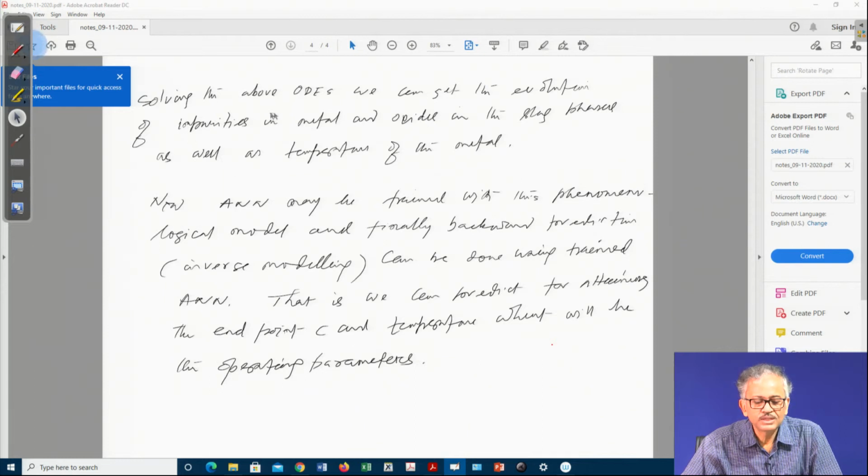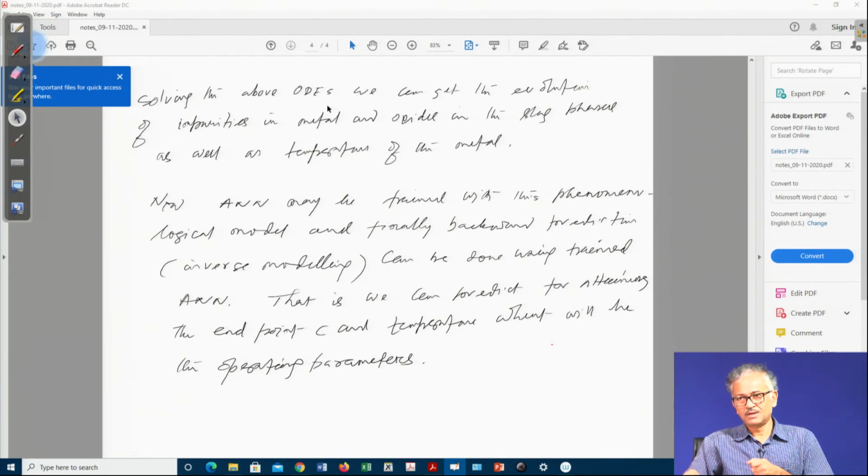Now, finally, if you solve all these ODEs, you will get the evolution of the impurities as well as oxide as well as temperature in the bath and the slag phase. So, what I am saying is that you now train an ANN model with this phenomenological model. When the ANN is trained, its prediction will be based on physics, and the ANN has the capacity for backward modeling. So, you can use that trained ANN for inverse or backward modeling.